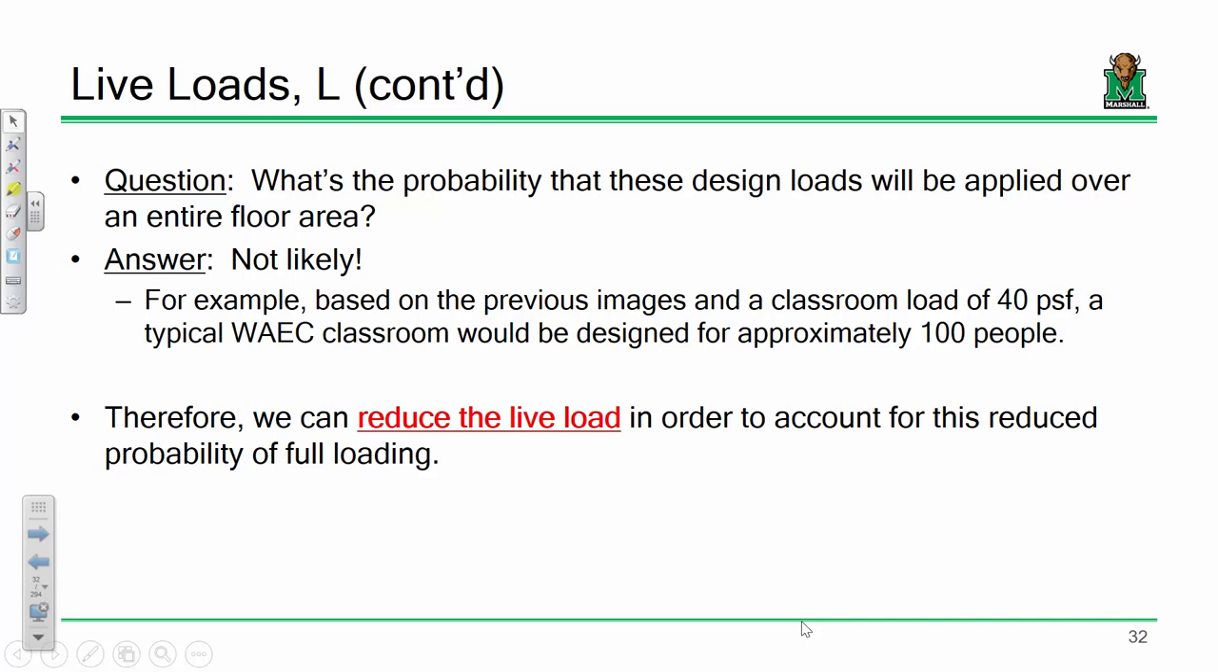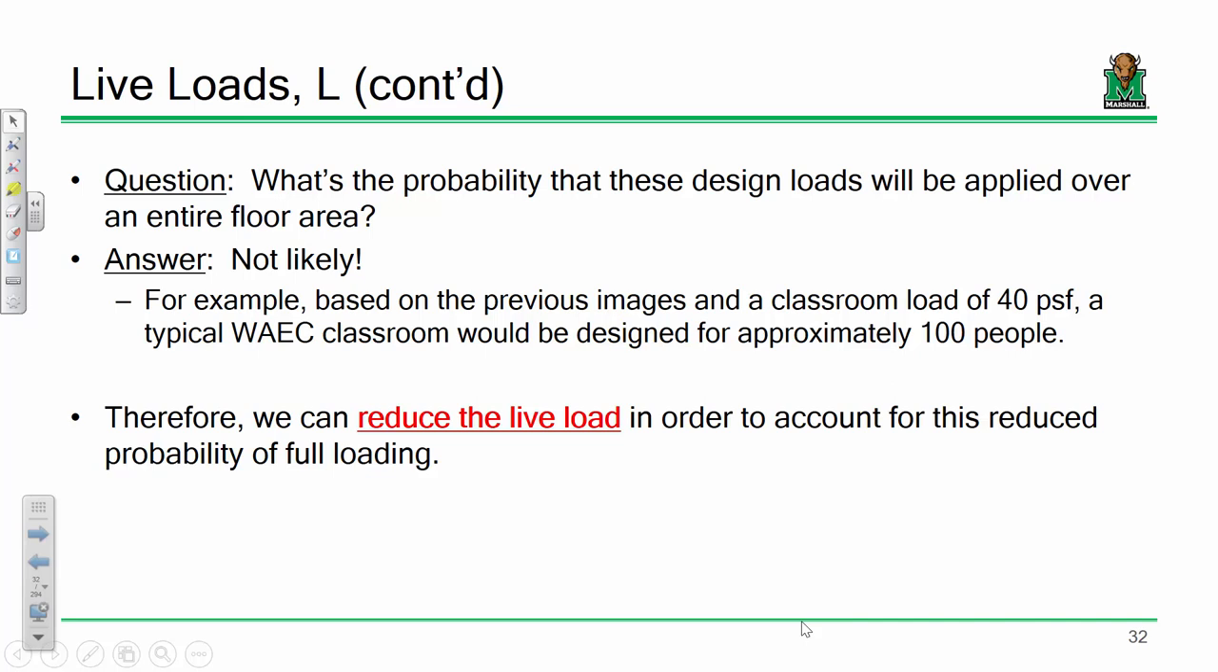Probably pretty low, right? What these values are reported at, these are upper bounds. These are like the maximum worst case scenarios, which don't get me wrong, you should use. But what's the likelihood that these design loads are going to be applied over the entire floor area? It's not likely. Okay. So what ASCE 7 allows us to do, and I want to be clear, this provision has been in place for decades. It certainly isn't a new idea.